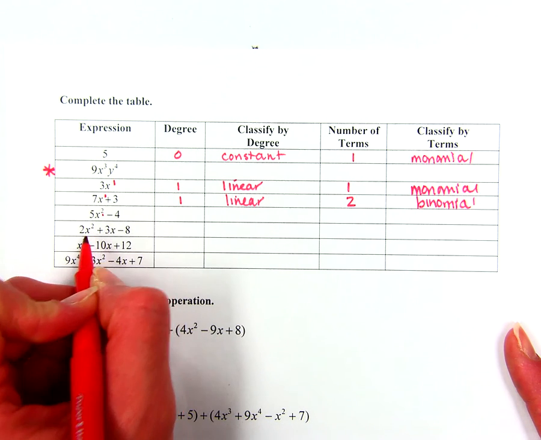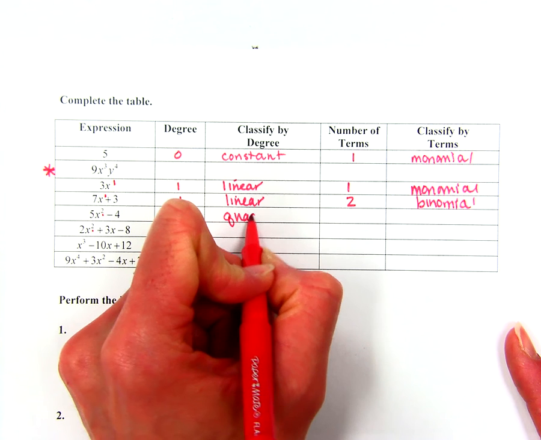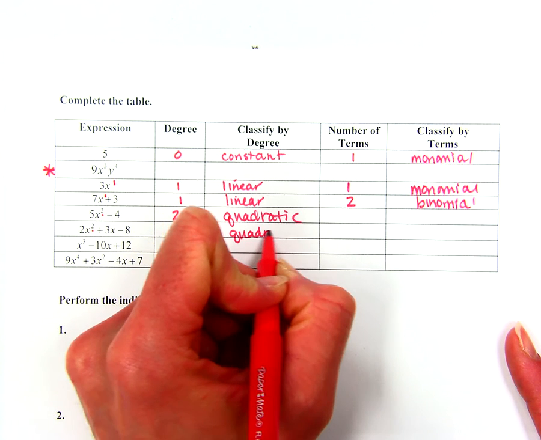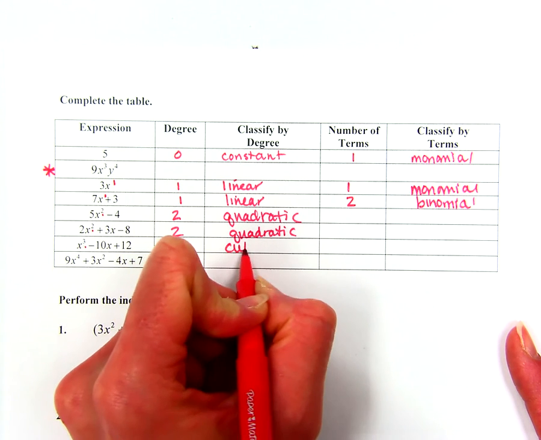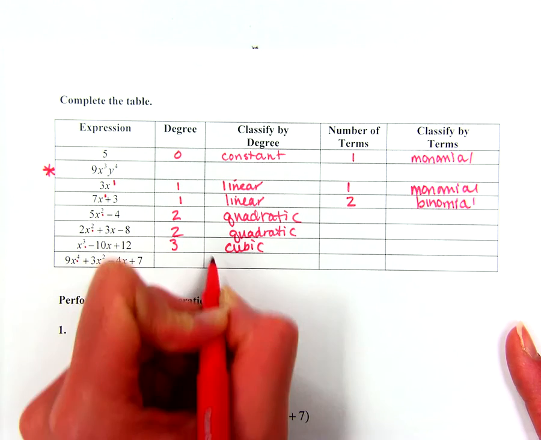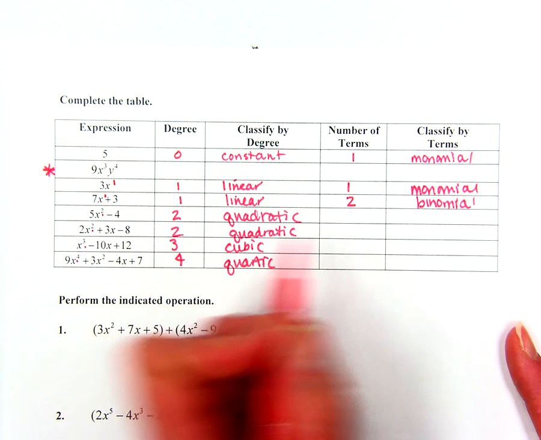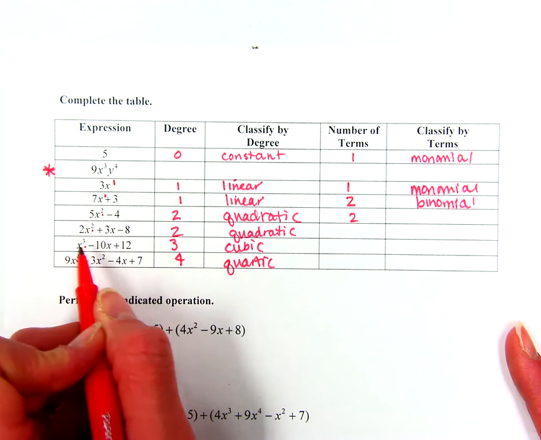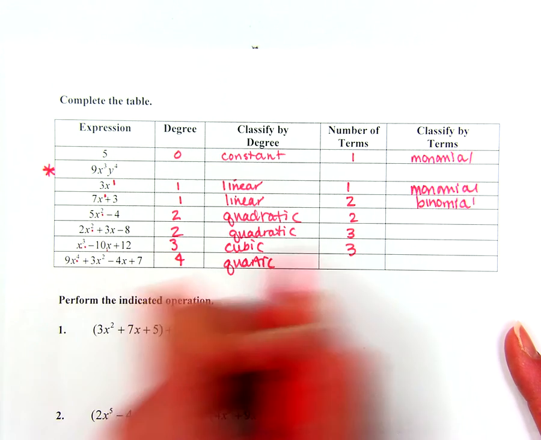Okay, if you look at the exponents here, the highest degree is 2, so those would both be quadratic. This one has a highest degree of 3, so that's cubic. And this has a highest degree of 4, so that's quartic. If you count the number of terms, we have two terms here. 1, 2, 3, 1, 2, 3, so these each have 3 terms. And this has 1, 2, 3, 4.